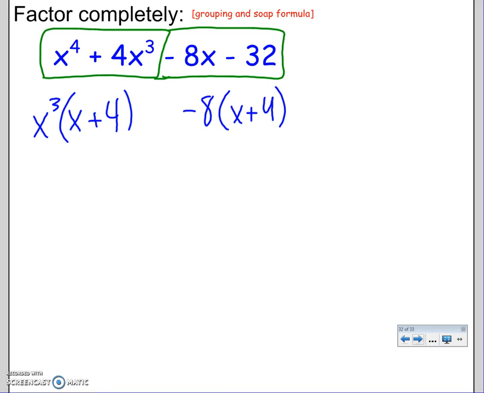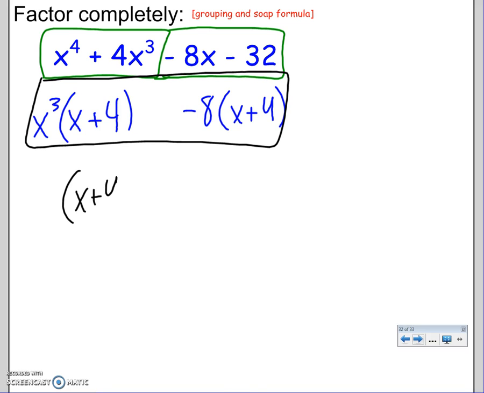So for the first pair, I found the GCF. Second pair, I found GCF. Now this is a brand new pair of 2 things. The GCF is x plus 4. What's left over would be x cubed minus 8. Now that's the grouping part.